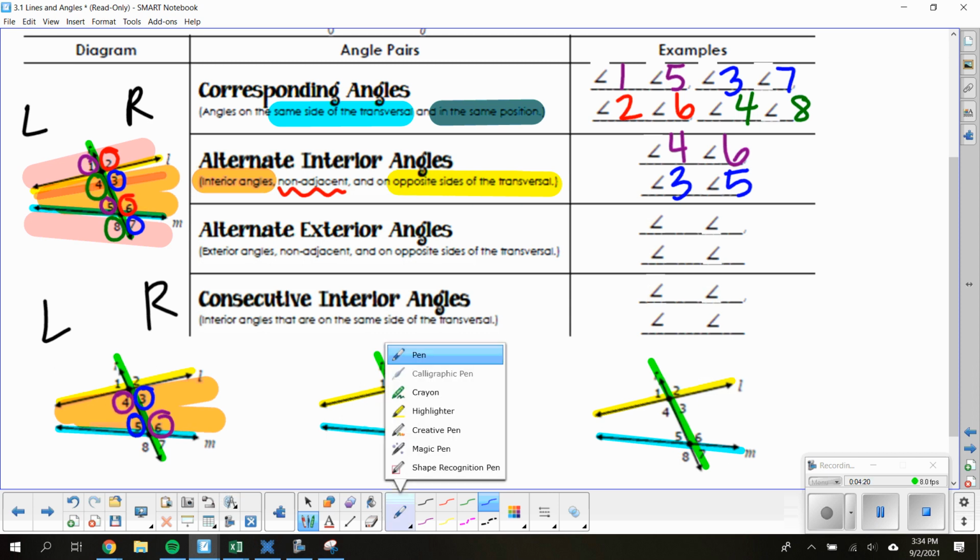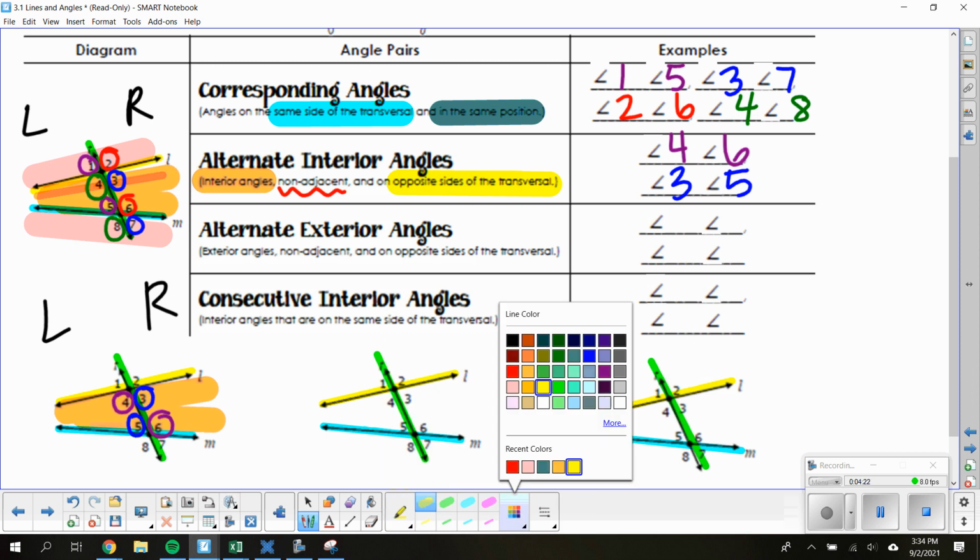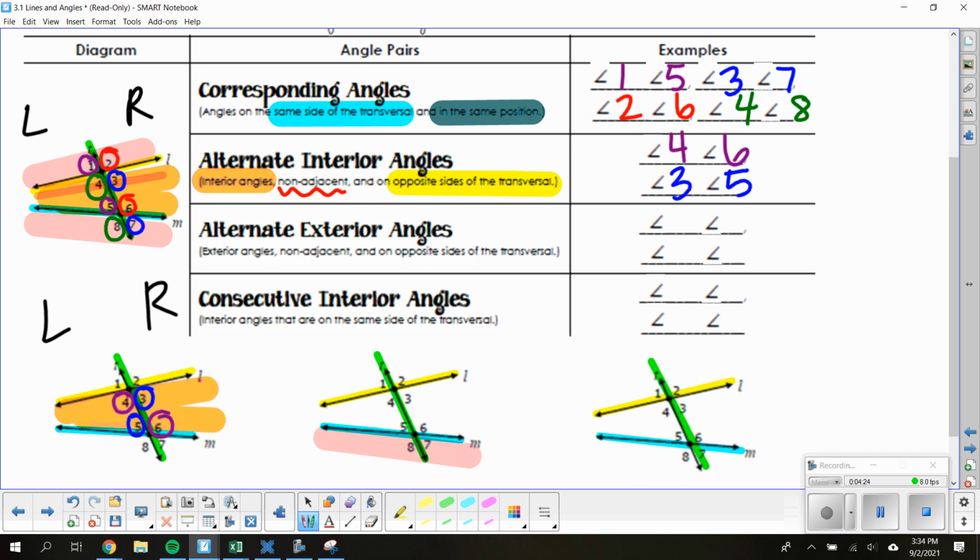Just like alternate interior, we have a pair called alternate exterior. Exterior is going to be on the outside of your lines L and M. And again, we still have our left and right side to decide alternate or not. So they are exterior angles. They are still non-adjacent, so they're not touching.